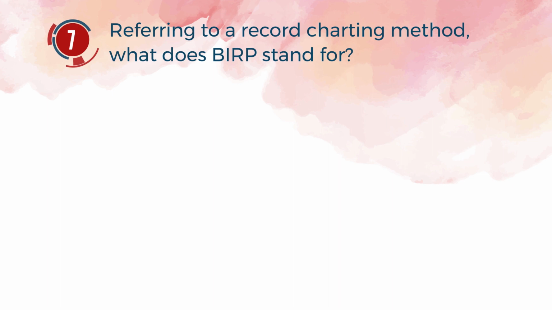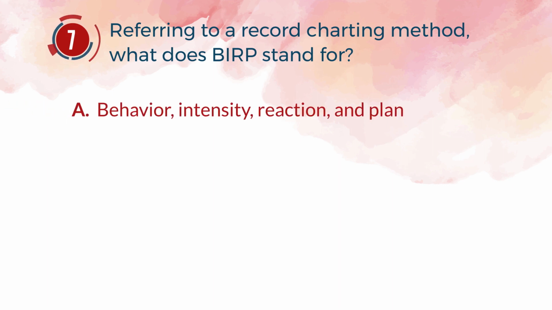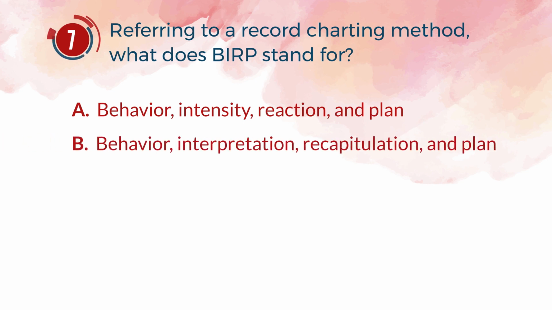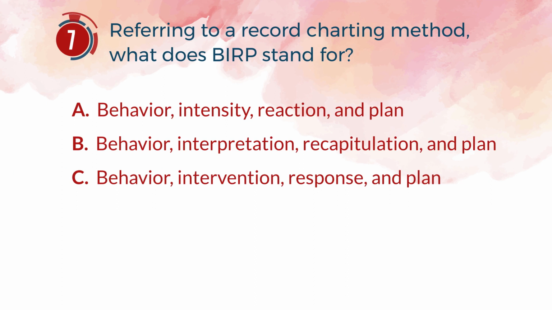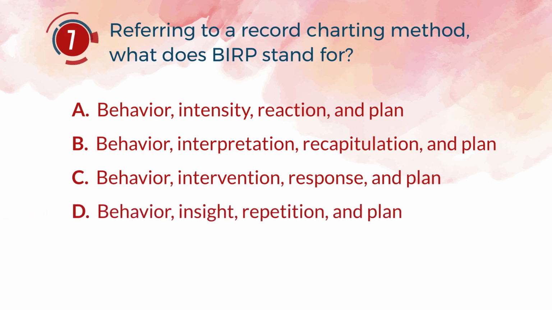Number 7. Referring to a record charting method, what does BIRP stand for? A. Behavior, intensity, reaction, and plan. B. Behavior, interpretation, recapitulation, and plan. C. Behavior, intervention, response, and plan. D. Behavior, insight, repetition, and plan. The correct answer is C. Behavior, intervention, response, and plan.